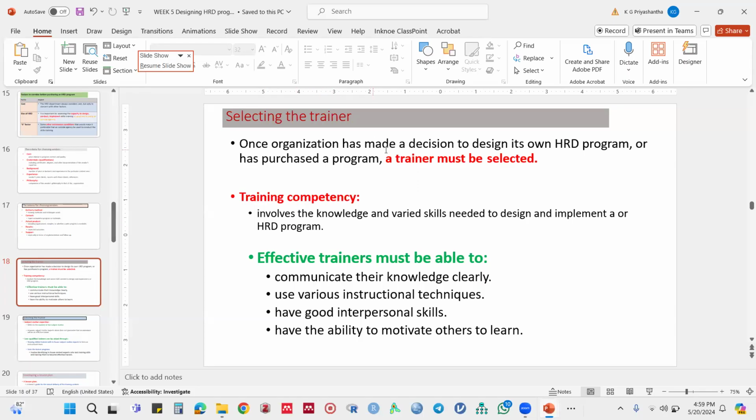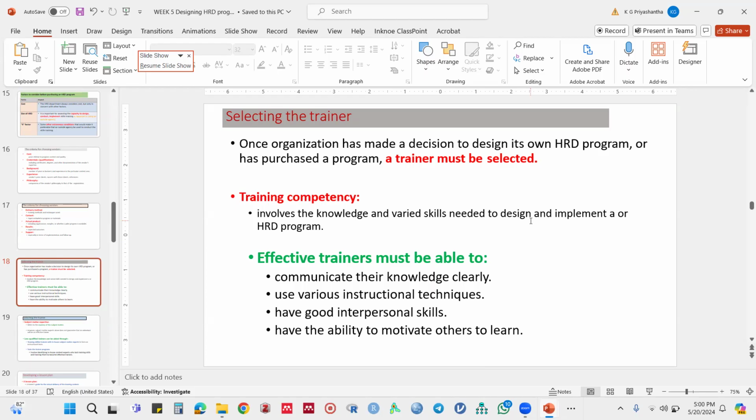And once the organization has made the decision to design its own HRD program, or has purchased a program, a trainer must be selected. Training competency is very much important when selecting a particular trainer. Effective trainers must be able to communicate their knowledge clearly, use various instructional techniques, have good interpersonal skills, and have the ability to motivate others to learn. Very good trainers have these features, right?